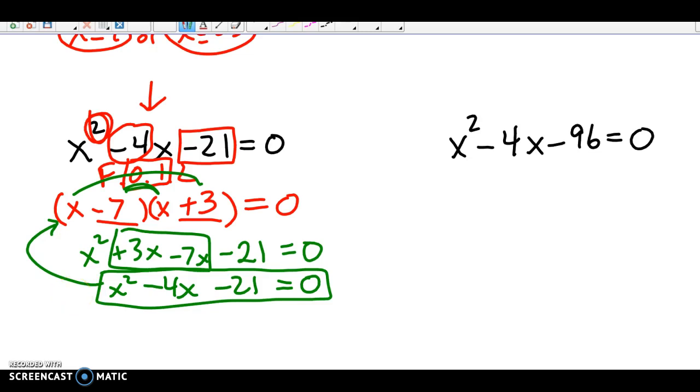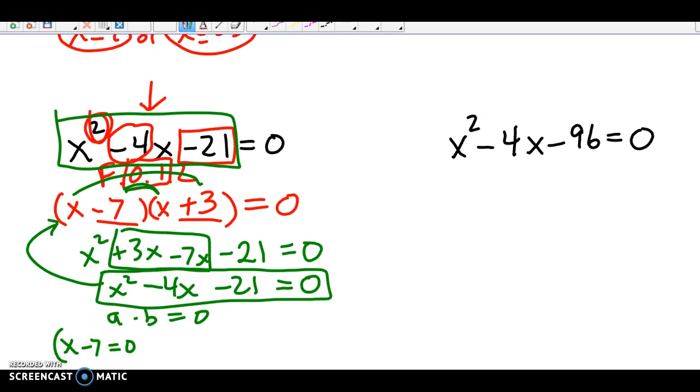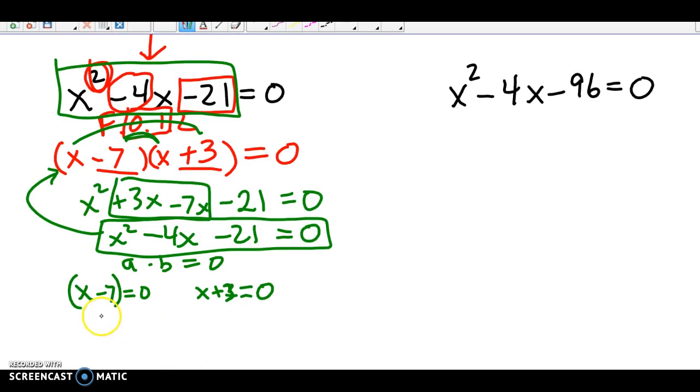Okay, who cares? Well, the reason that it's important is because now once I have unfoiled or factored the original trinomial into two binomials, now this is a product where a times b equals 0. A is x minus 7, and b is x plus 3. And so from the zero product property we've been talking about, x must be 7 or negative 3.